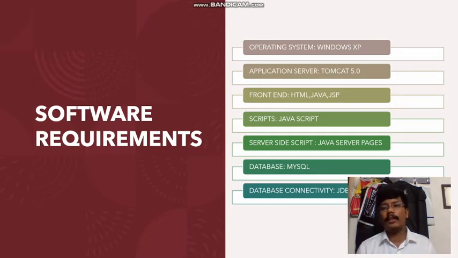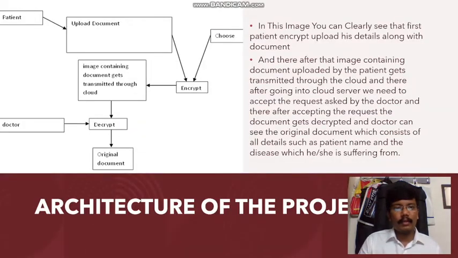And coming to my software requirements, I've used the operating system Windows XP, obviously, and the application server Apache Tomcat. And the front end, in order to design the web page, I've used HTML, Java, and JavaScript, and for the server-side script I use Java Server Pages. In order to connect the backend and front end, I use the database MySQL, and as I use Java as my primary programming language, I'm using JDBC for database connectivity. And this is basically the architecture of the project.